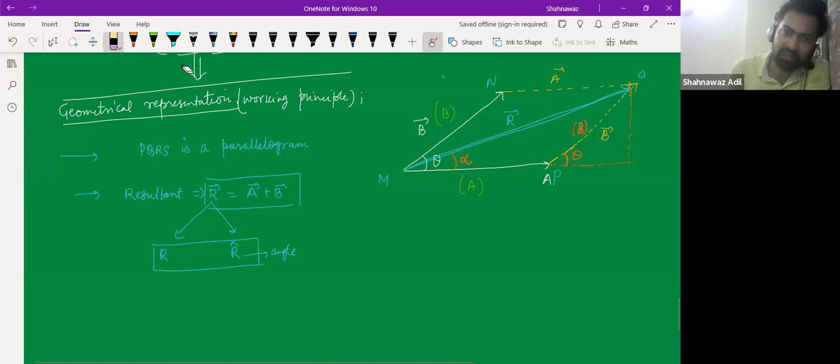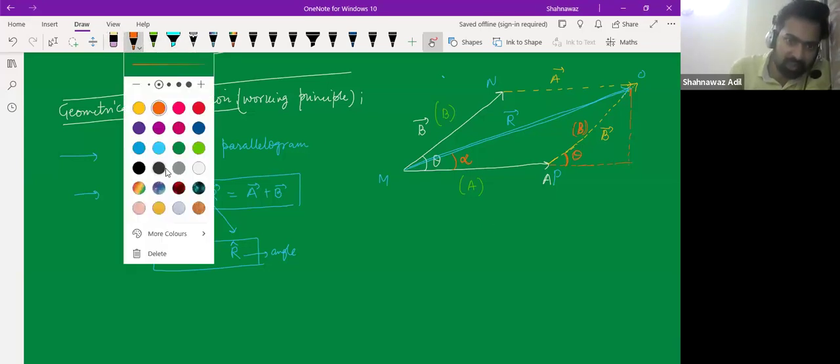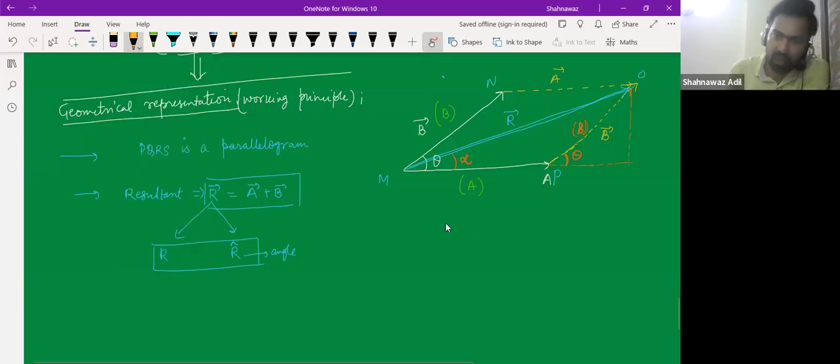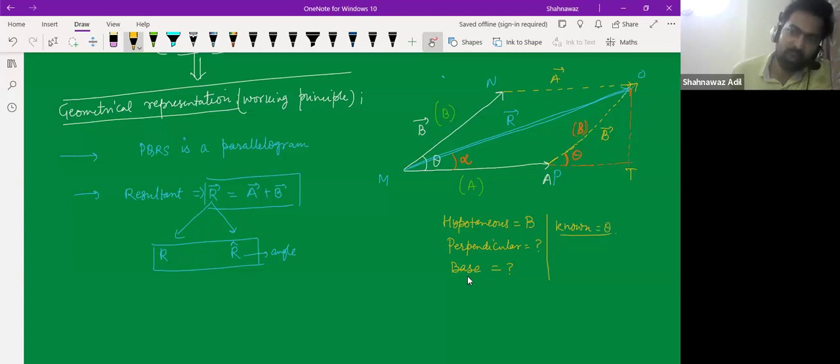Let me choose another color, since this is not showing. The hypotenuse is B. The perpendicular I have to find out, let's name it T, and then the base I also have to find out. What do I know? I know the angle. So what will relate the hypotenuse and perpendicular?